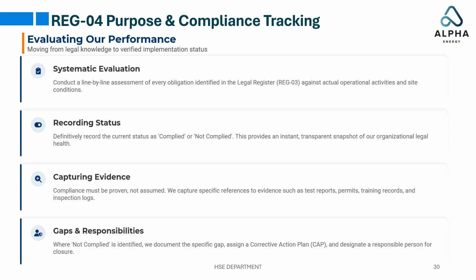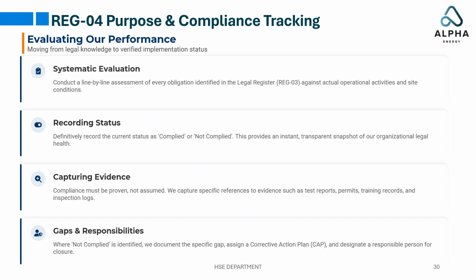The results are then documented through recording status, where each obligation is clearly marked as complied or not complied, providing a transparent overview of the organization's legal compliance status. To support this evaluation, the register requires capturing objective evidence, such as permits, inspection reports, test certificates, training records, and other documentation that demonstrates compliance.